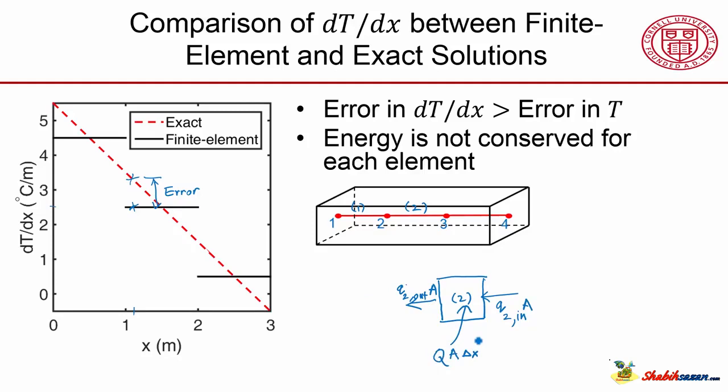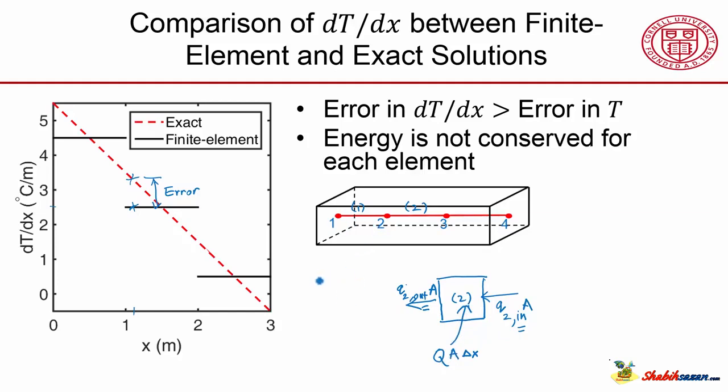If energy were conserved, the heat flow going in plus the heat generated would be equal to the heat going out. But this is saying that the heat flux going in is equal to the heat flux going out, which means that this is equal to this, and it's not accounting for the heat being generated in the element. So what happens to this heat being generated in the element? It turns out it goes into the adjacent element.